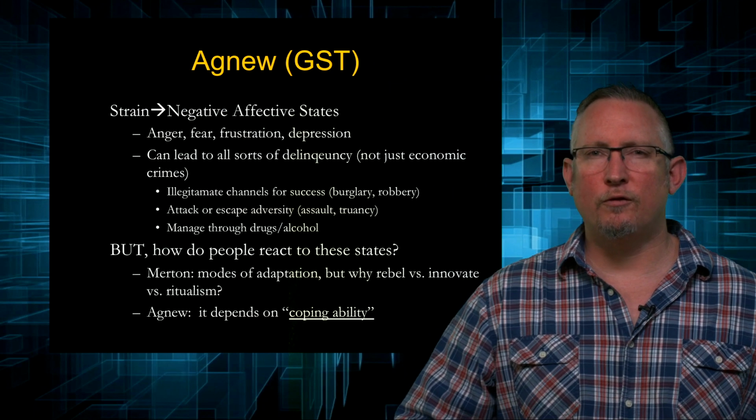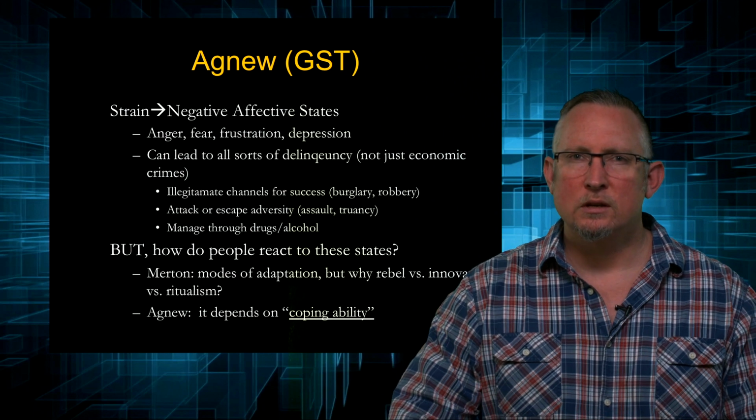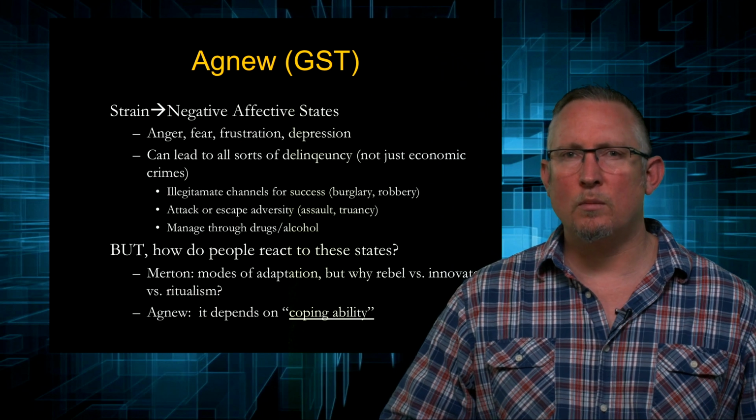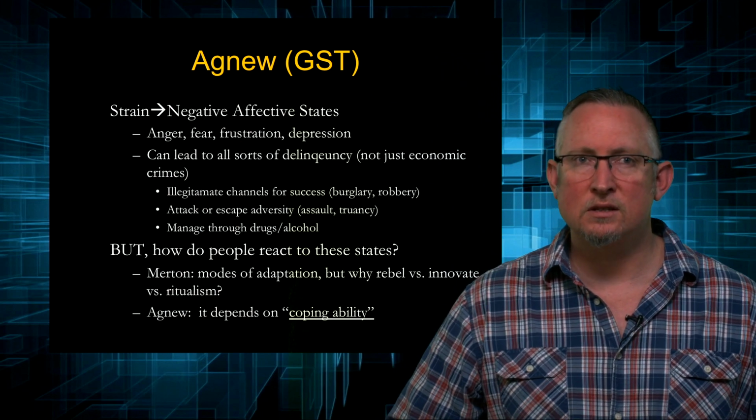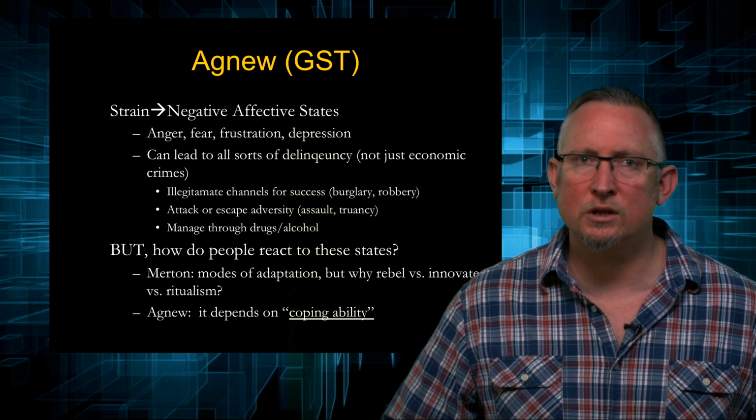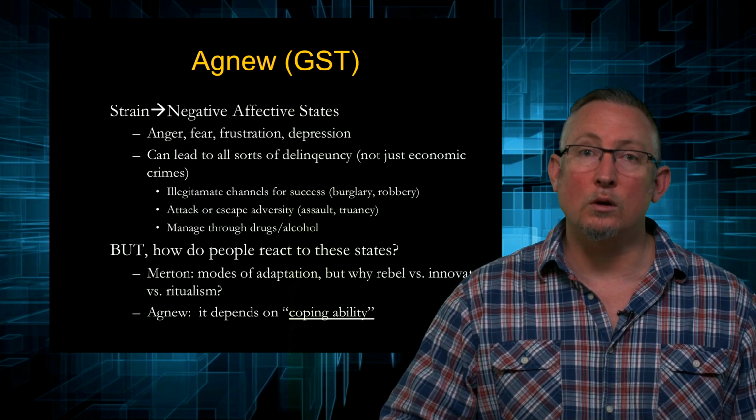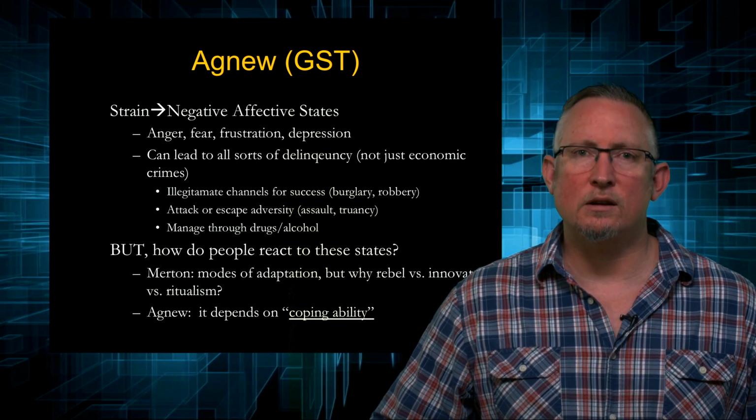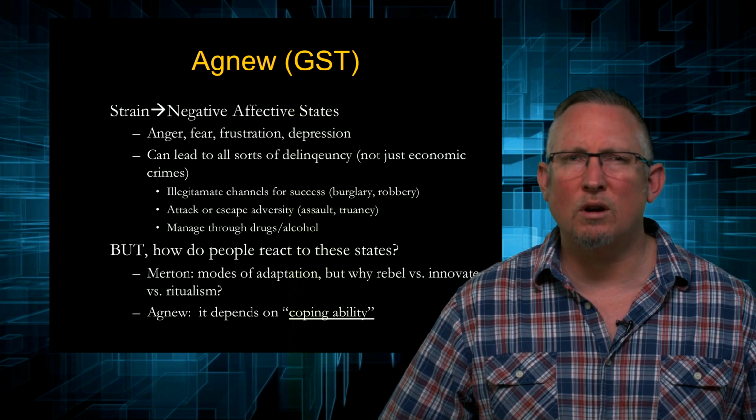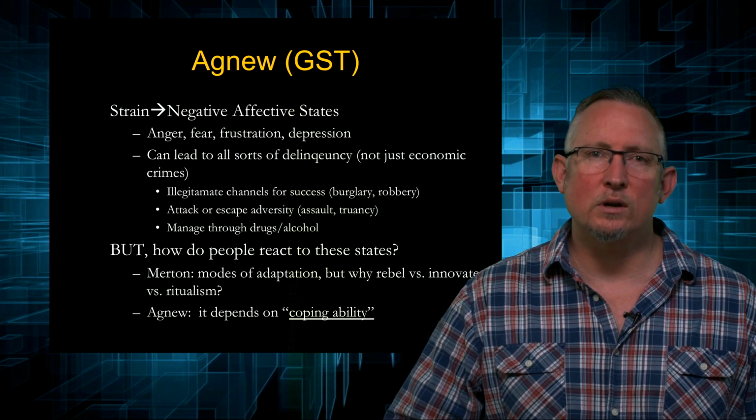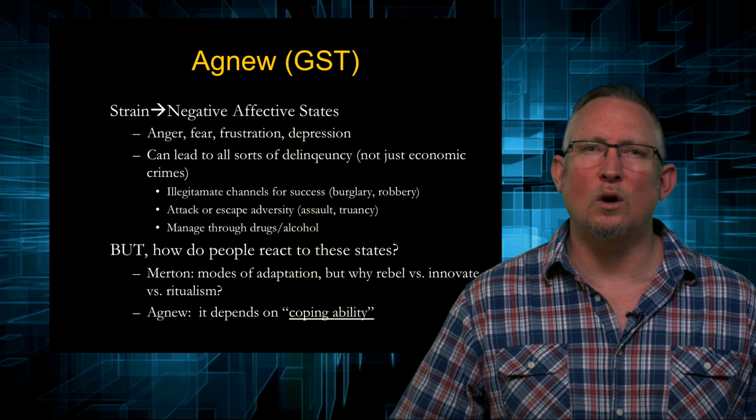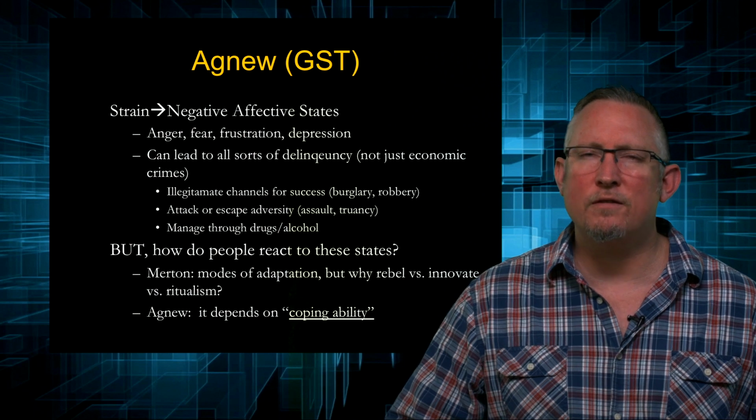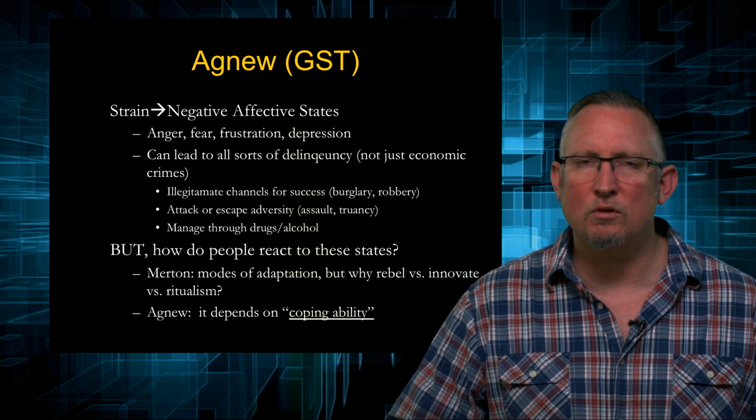So for Agnew, the equation is that the increase in strain in turn creates or manifests negative affective states: anger, fear, frustration, depression, in turn leading to all sorts of delinquency, not just economic crimes, including illegitimate channels for success, burglary, robbery, drug dealing, etc. Attack or escape adversity, things like assaults, truancy. Managing the effects of negative or noxious stimuli through drugs and alcohol.